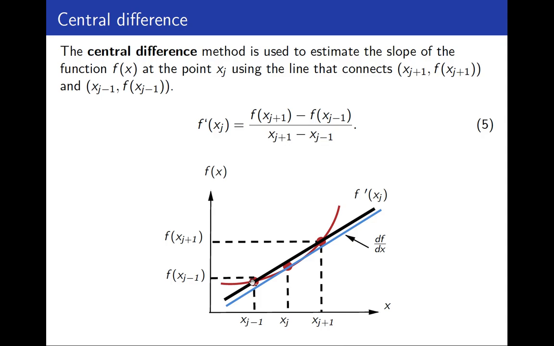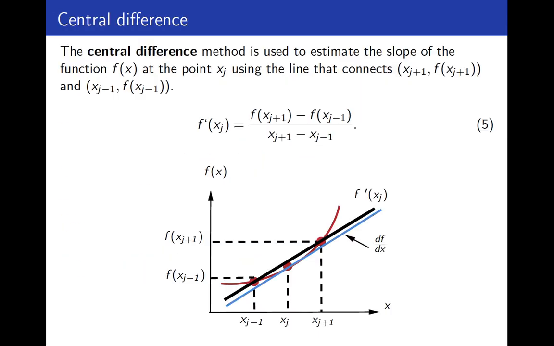And now in the central difference, we will use these 2 points, the one behind and the one here, in order to estimate the value of the derivative of f at this point. As you can see from equation 5, we need this difference at the top: f evaluated at x_{j+1} minus f evaluated at the point x_{j-1}, and then divided by this whole interval from here to here.